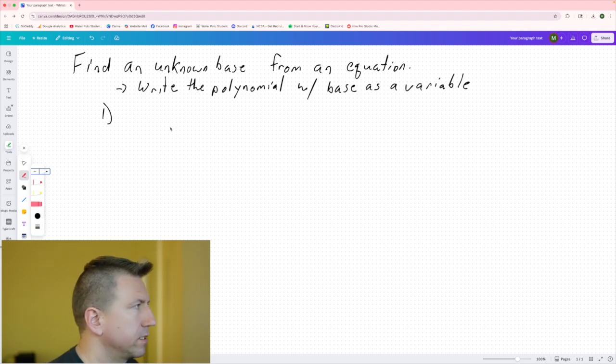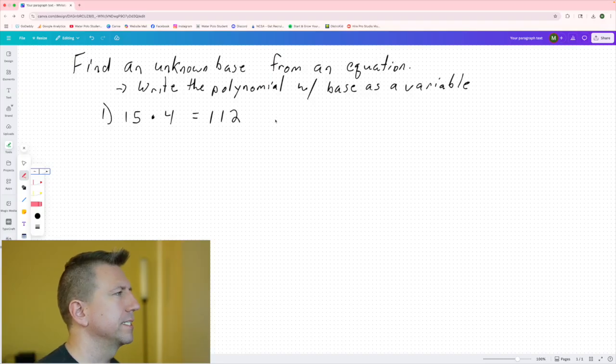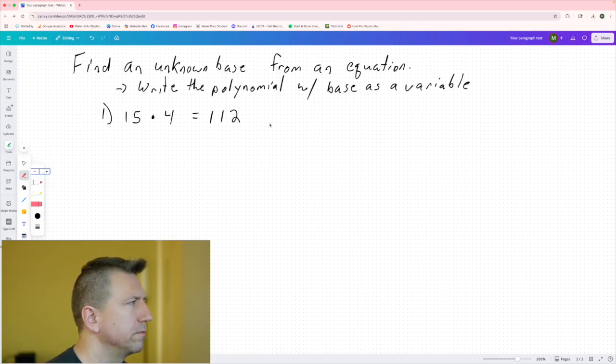What if we had the expression 15 multiplied by 4 is 112? Now, I've read that incorrectly because we don't know the base, and that was using decimal language. So this would be 15 multiplied by 4 is equal to 112, right? And we want to know what the base of these numbers is. So let's create a variable, b, where base is equal to b, and then write out the polynomial. So we have 1 times b to the 1 plus 4 times b, multiplied.